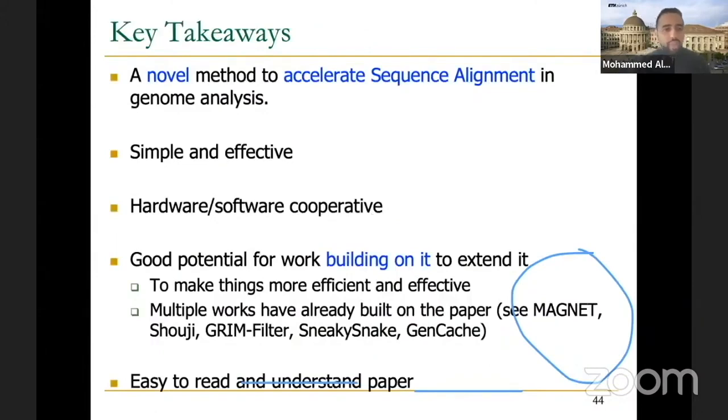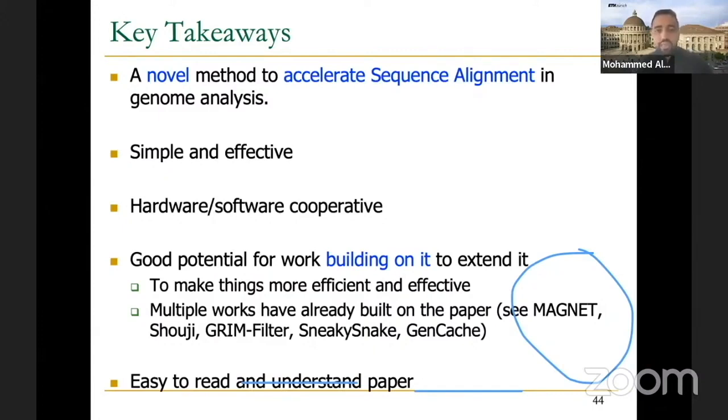The key takeaways: we propose a novel method to accelerate sequence alignment. That is a new algorithm and a new FPGA implementation. Basically, you can consider this a simple and effective algorithm, since it relies on a very simple operation supported by most hardware accelerators. And hardware-software cooperation, or co-design, is really important here.